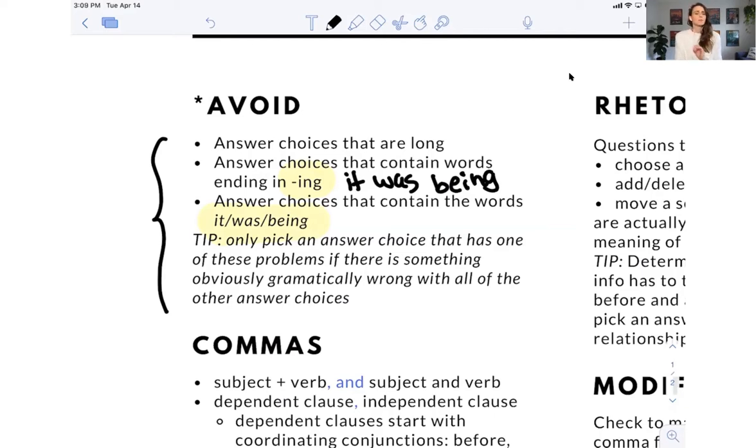What if I'm purely guessing on a question? So let's say I have no idea what they're looking for. My guess will not be an answer choice that has one of these problems. Any questions on things to avoid from you guys? So this is going to be an important thing to keep in mind for all these questions.